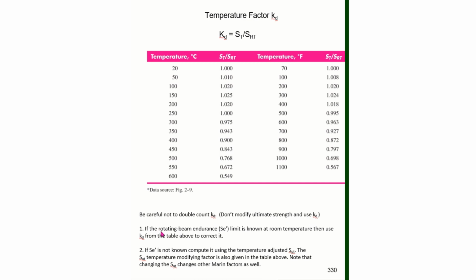If the rotating beam endurance factor, SE prime, is known at room temperature, then we'll use the KD from the table above to correct it. If SE prime is not known, compute it using the temperature adjusted SUT. The SUT temperature modifying factor is also given in the table above. And note that changing the SUT changes other Marin factors as well.